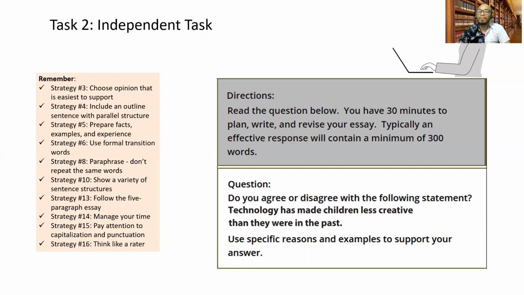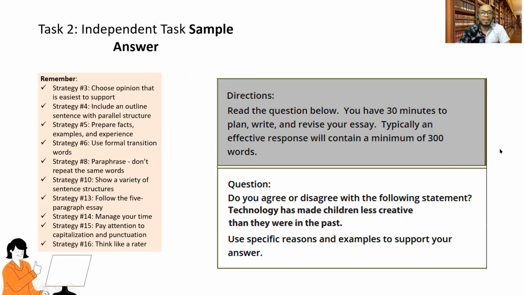Okay, so are you ready to compare your response to an example of an excellent one? Let's see. So first of all, you need to choose the opinion that is easiest to support. In the example answer that I will show you, the student chose to agree with the statement.